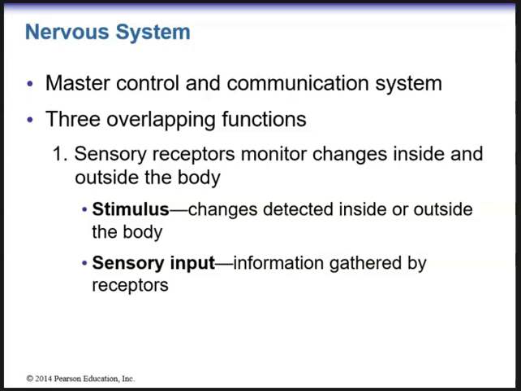So just some characteristics about the nervous system. The nervous system is the master control and communication system. There are three overlapping functions of the nervous system. So first, sensory receptors will monitor changes inside and outside of the body. It detects stimuli, or a stimulus, which are changes that are detected inside or outside the body. Also, we have sensory input. This is information gathered by receptors.